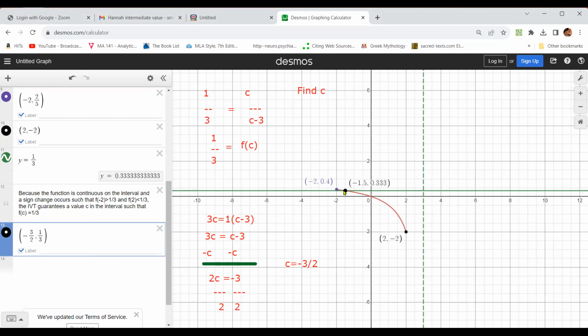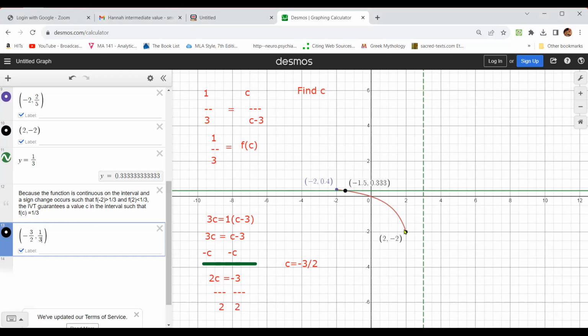There it is. Notice where the black point is. That's exactly where f of c is equal to 1/3, isn't it? Right. f of c is this y coordinate. That's 1/3. Your c is negative 1.5, which is what this shows. Got it. That's what this says. Not too bad. You don't have to use the graph. I just find it helpful to explain the concept.